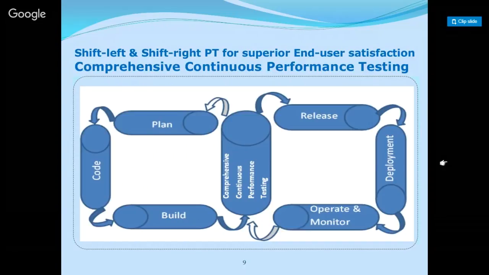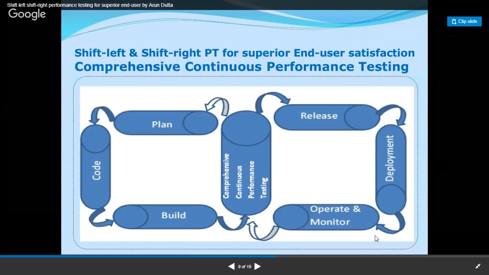So comprehensive continuous performance testing is nothing but shift left and shift right performance testing, and it is comprehensive because you are not only taking care of shift left, which is what most continuous performance testing methodologies tell, but you are doing shift right also. So that makes it a full-fledged, comprehensive continuous performance testing.